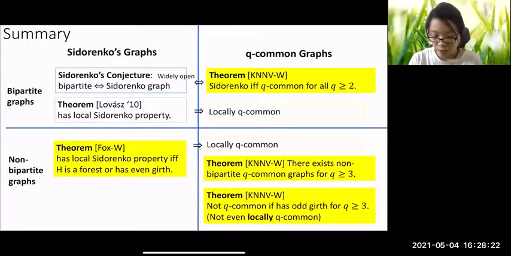And we further showed that a graph is not Q-common if the graph has an odd girth for Q at least 3. The proof of this is that we showed those graphs are not locally Q-common, which implies those graphs are not Q-common. And the local Sidorenko idea also motivated us to prove the last 2 theorems here.